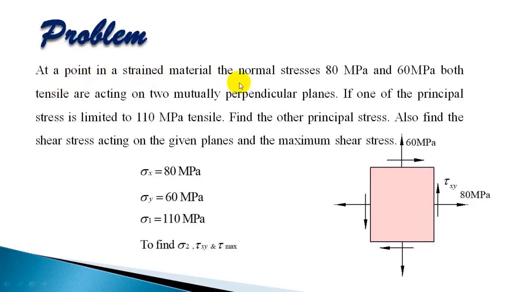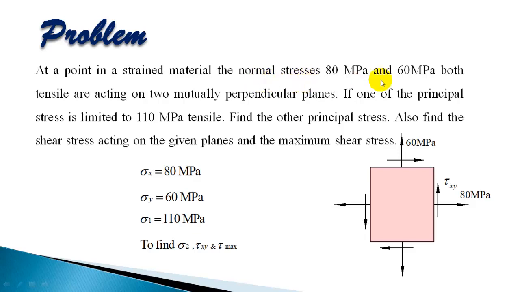At a point in a strained material, the normal stresses 80 MPa and 60 MPa, both tensile, are acting on two mutually perpendicular planes. If one of the principal stress is limited to 110 MPa tensile, find the other principal stress. Also find the shear stress acting on the given planes and the maximum shear stress.